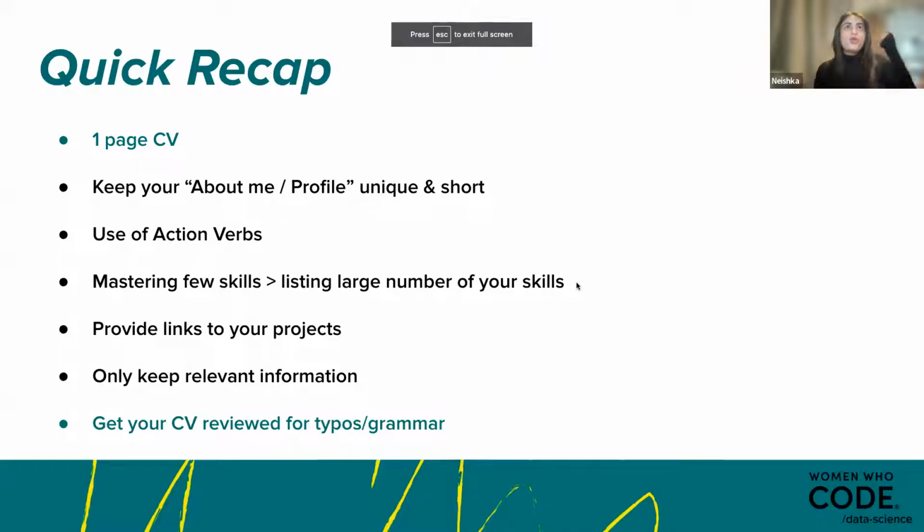Quick recap. One-page CV, very, very important. Most of the time we get rejected because we have too much information, 2 pages. Keep your about me and profile short and unique, very important. Who you are, what you're looking for, and what you're expecting from a company.